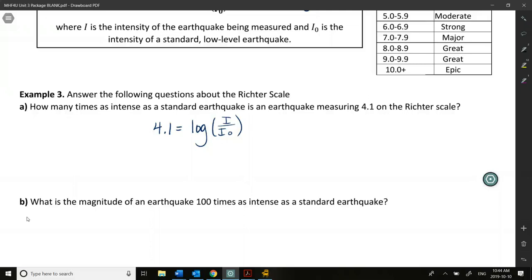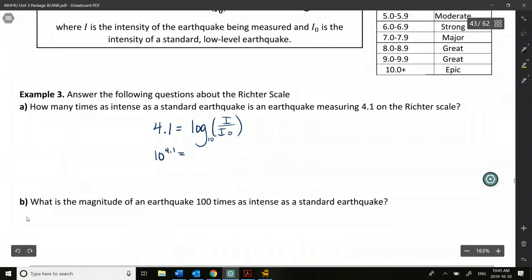Pierce? Yeah, exponential form. So the base currently is 10. So 10 to the power of 4.1. Yep. And that will give me I over I naught. So 12,589.2. Perfect.